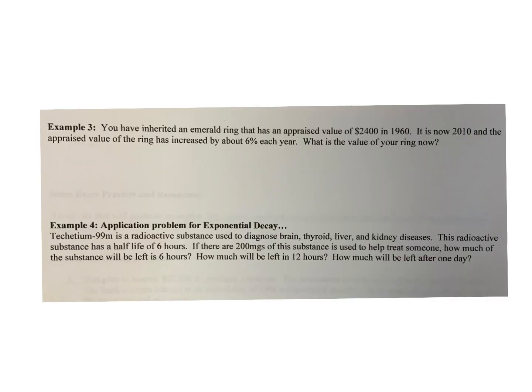So let's try 2 more examples. In this example, you've inherited an emerald ring that is appraised for $2,400 in 1960. Now it's 2010. And the appraisal value has increased 6% each year. What's the value of my ring? So my principal amount was $2,400. My rate is 0.06. It says each year, so n equals 1 because the 6% happened each year.